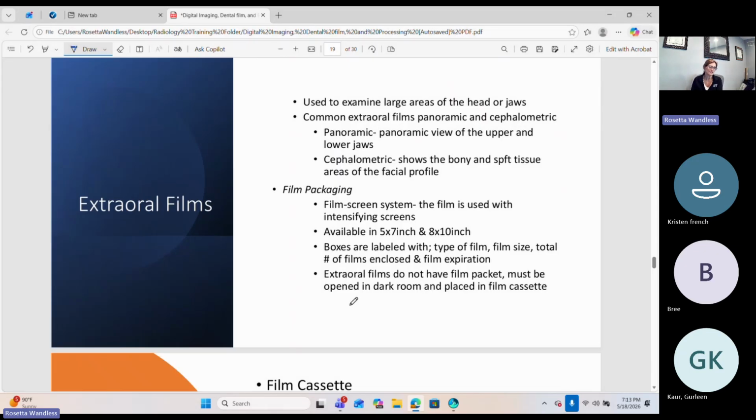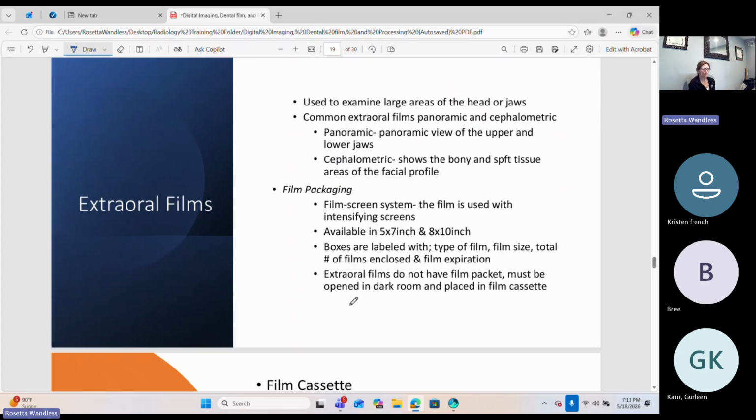Extraoral is basically 2 types of pictures that we're going to get. We use that big, huge machine that we talked about early on, where it goes around your head, or you're sitting outside the machine and there's a picture that's going to get your profile. So one is a panoramic view and the other is your profile view, like a portrait. What are extraoral films used for? We're going to use them for examining large areas of our head and jaws in one shot, okay?